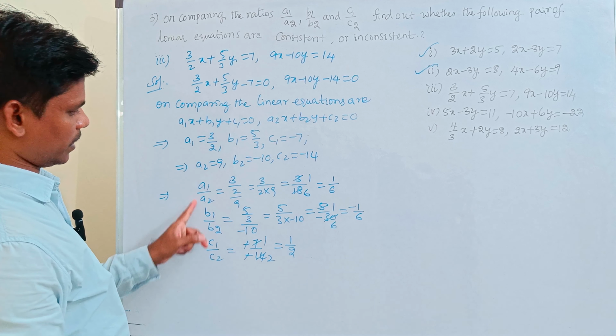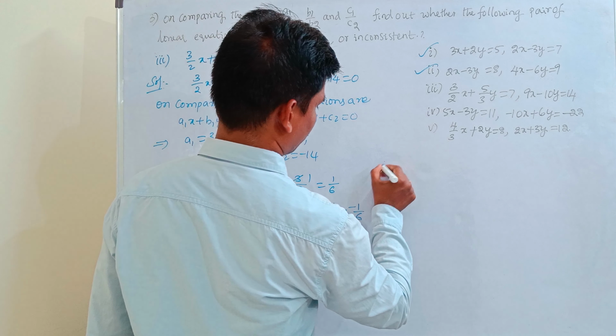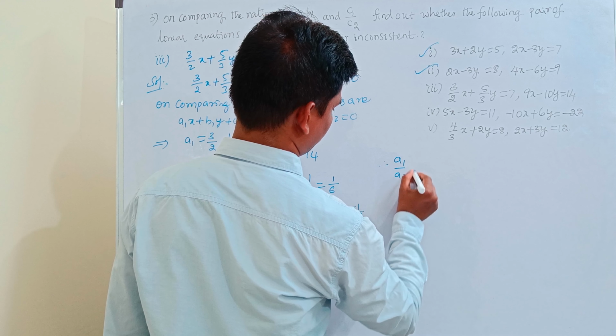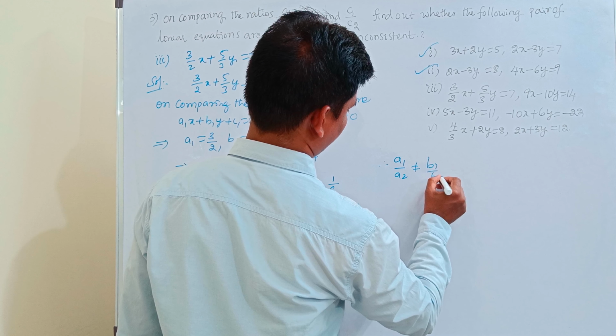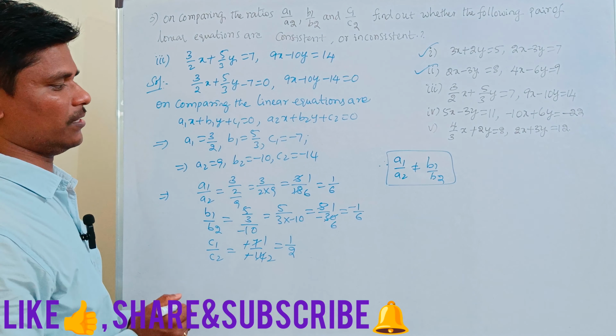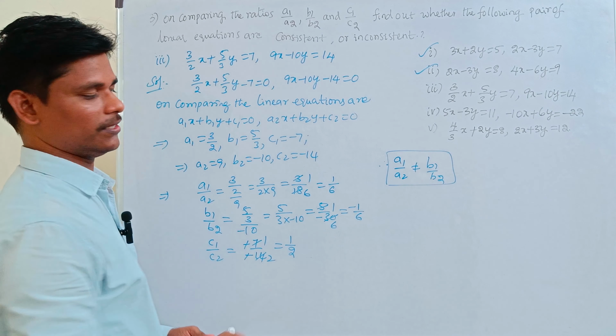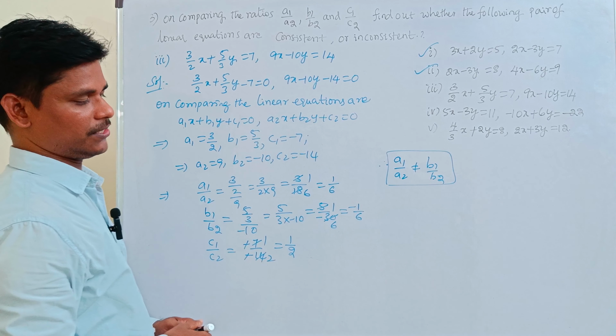Here these two ratios are not equal, and this one is also not equal. Therefore a1 by a2 is not equal to b1 by b2. So under this condition, those lines are intersecting lines, having a unique solution. This type of system is consistent.